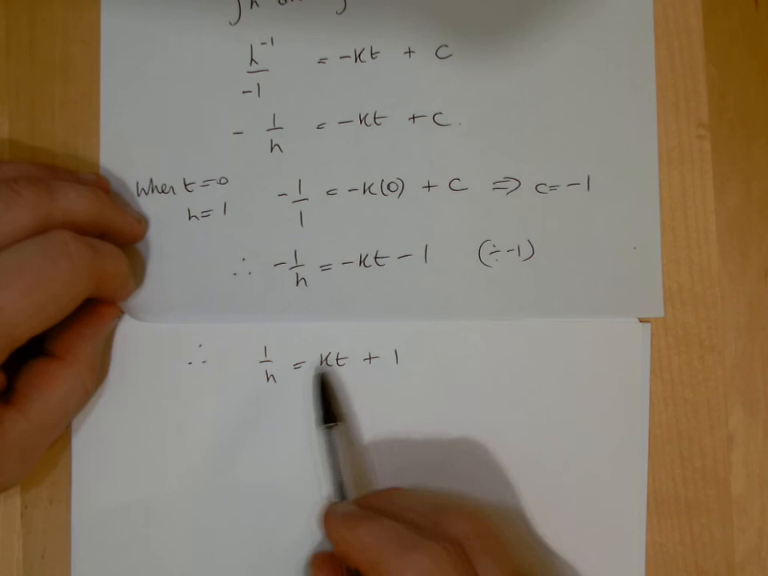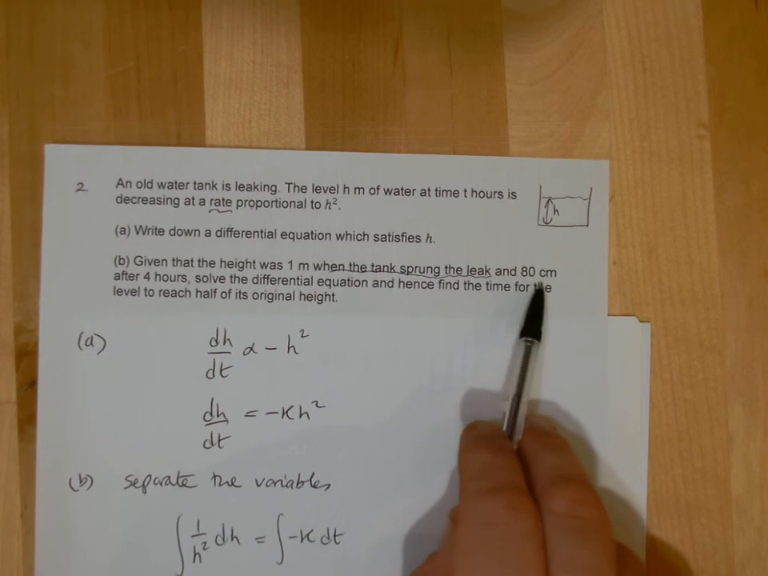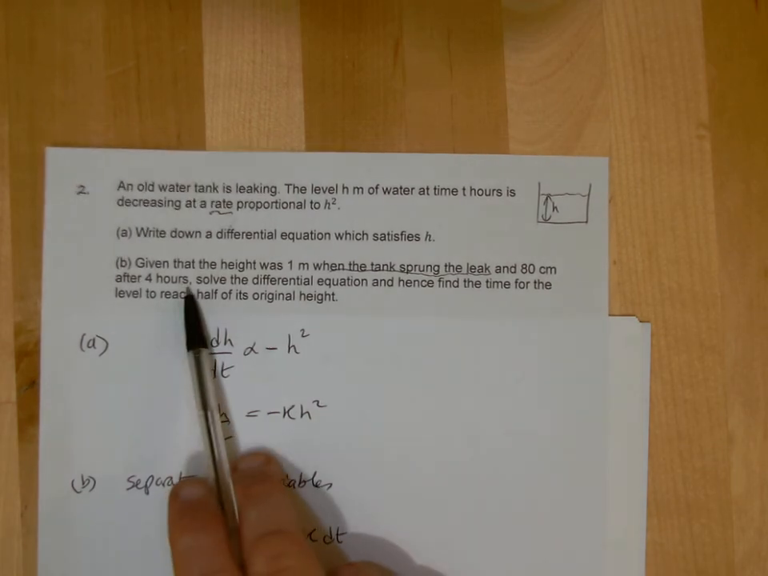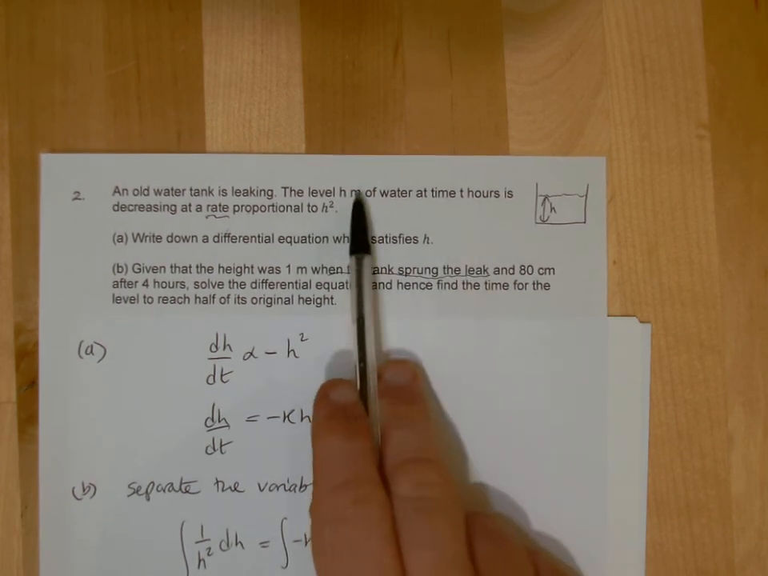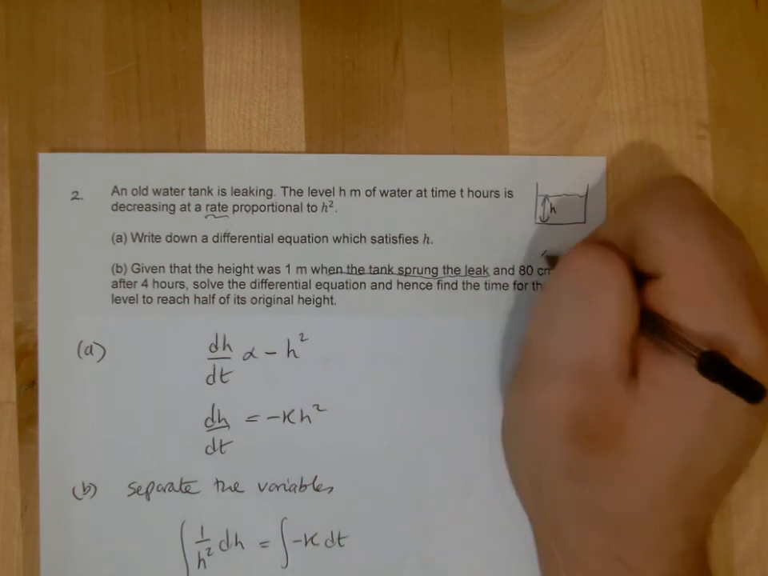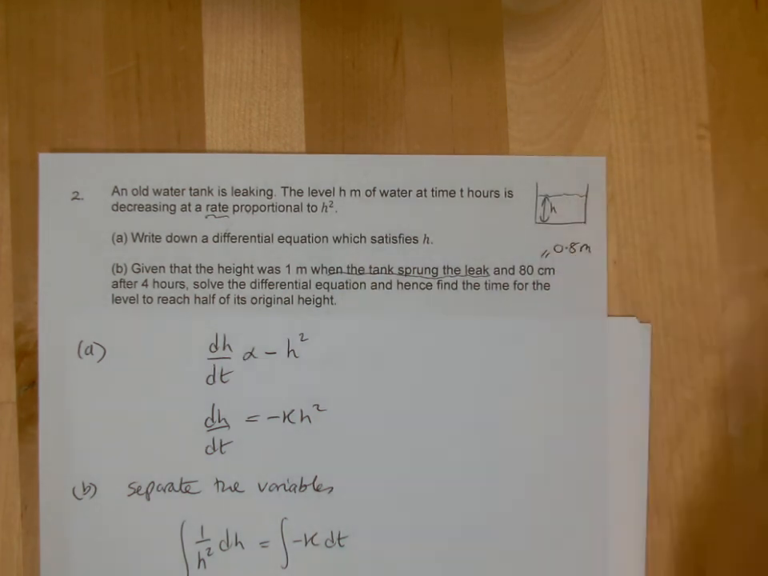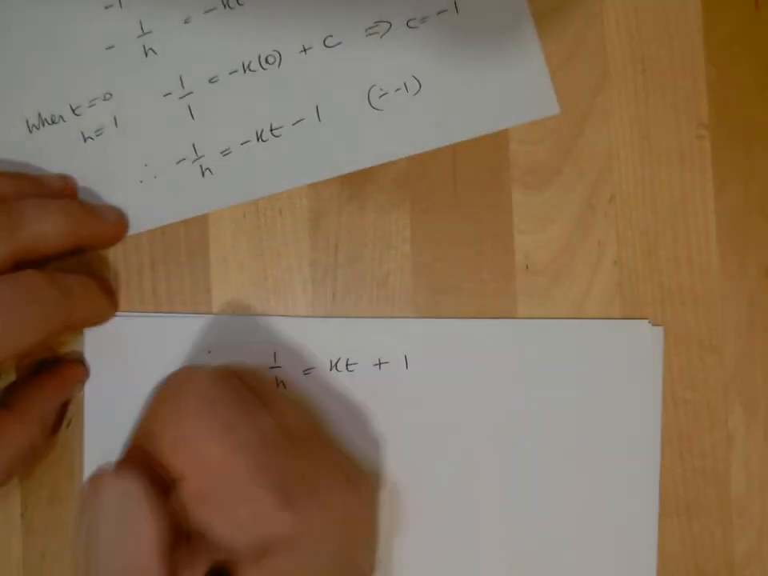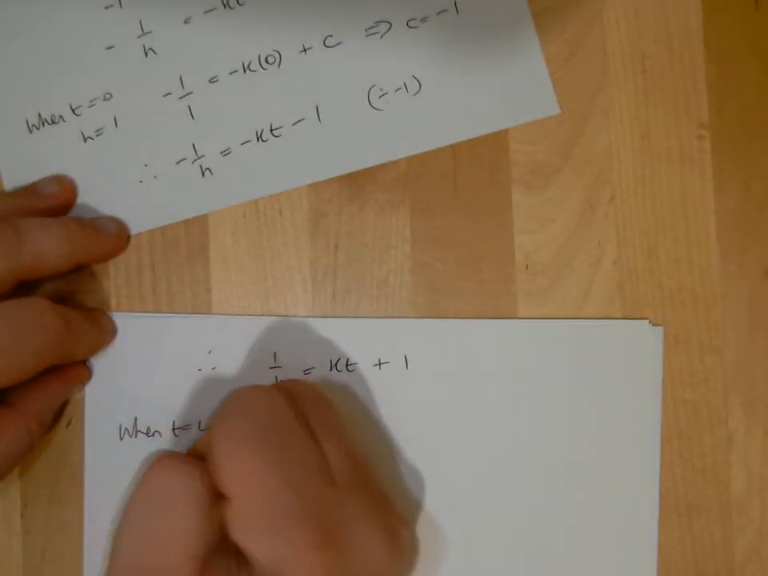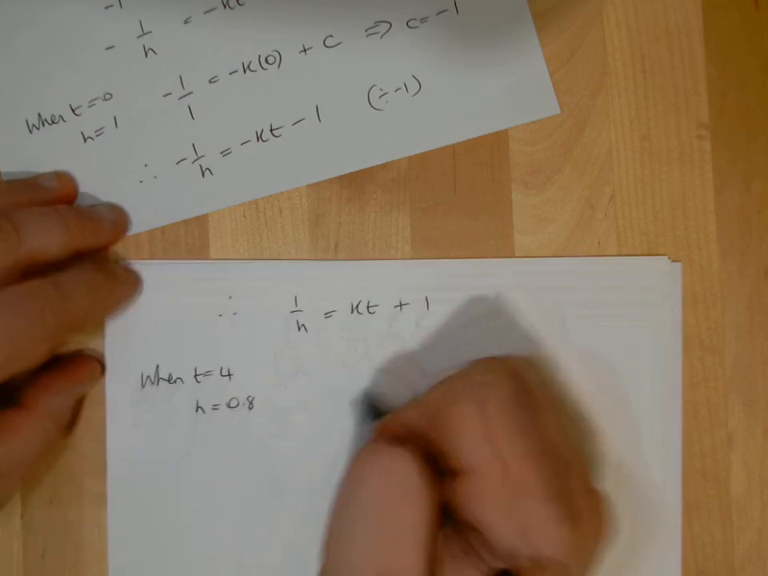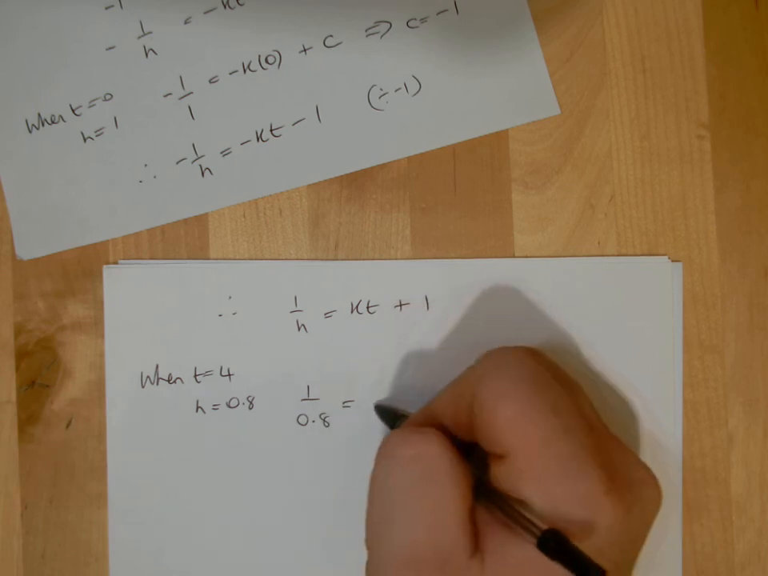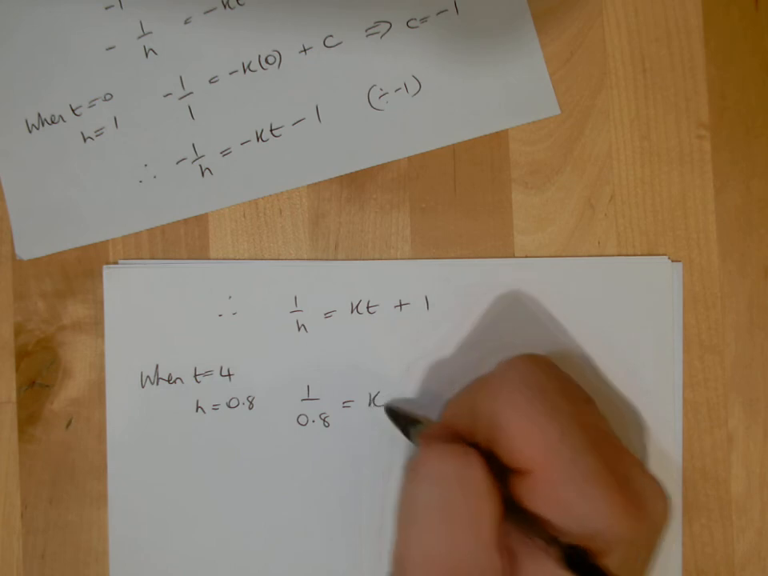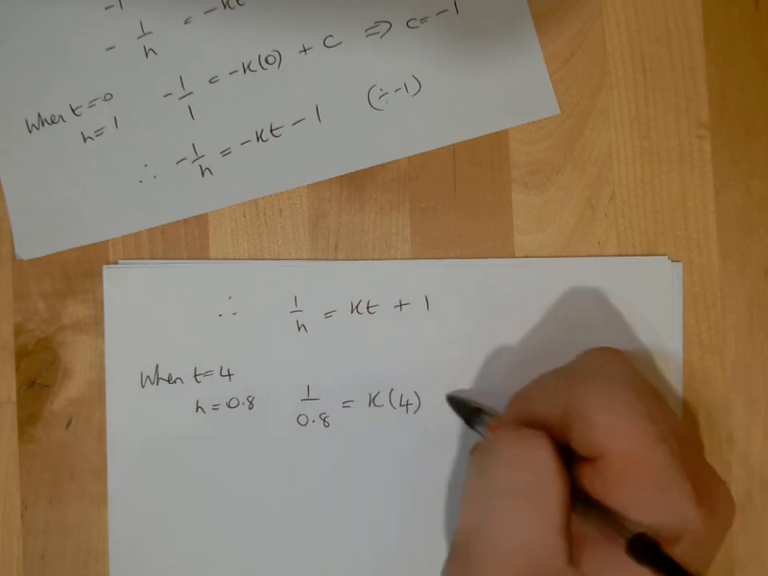Now, we need to work out the constant k in order to solve the differential equation. It also says 80 centimeters is the height when t is 4 hours. But remember what things are measured in. T is measured in hours, height is measured in meters. So this 80 centimeters, remember to change that to meters, 0.8. So when t is 4, h is 0.8. So we'll have 1 over 0.8 equals k, which we're going to work out, times t, which is 4, and then plus 1.